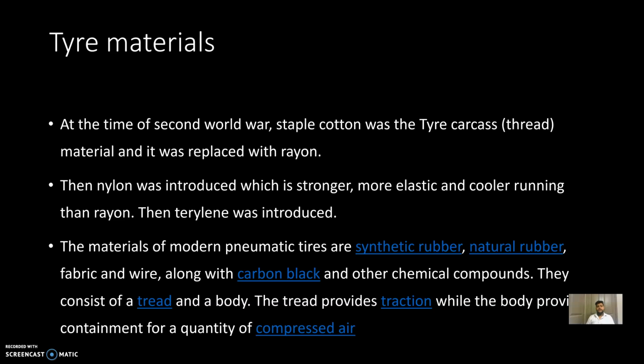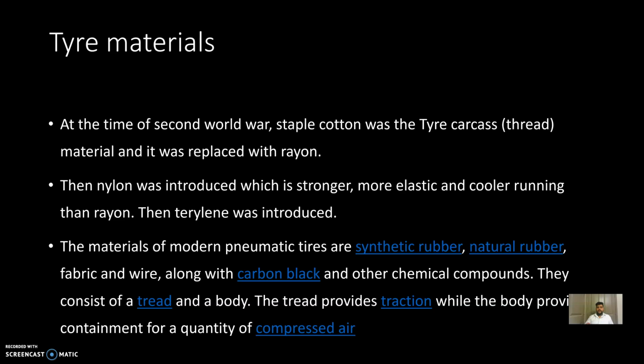Now, tire materials. At the time of the Second World War, staple cotton was the tire carcass. Later on, this cotton was replaced with rayon. After that, nylon was introduced because it's stronger, more elastic, and cooler in running than rayon.